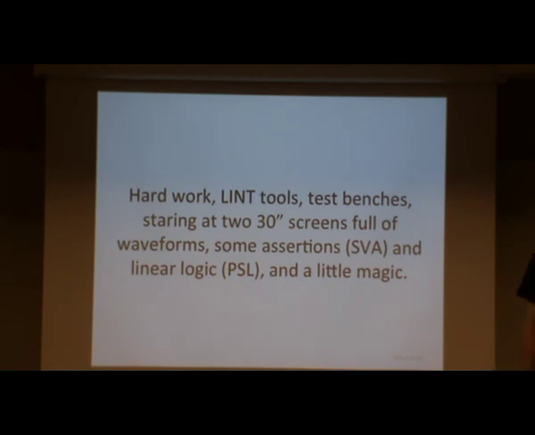A lot of hard work. You have lint tools to check your style of writing. You write test benches. You have 2 big screens with all the waveforms showing what's happening in your simulation. Actually, they use a lot of verification in the hardware industry, more so than in software, certainly in the ASIC industry. And then maybe a bit of magic.